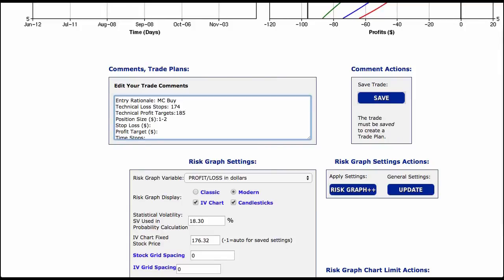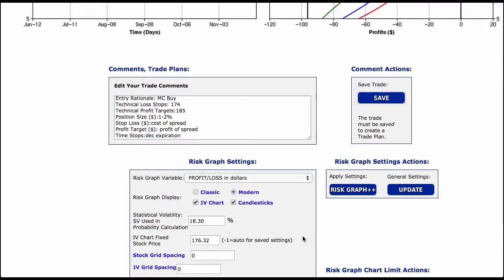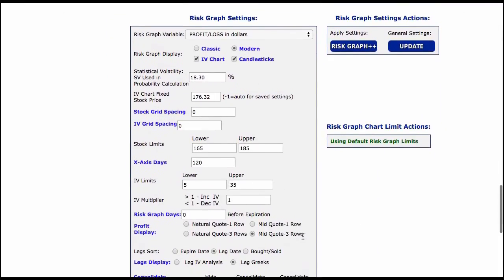All right. Look at 1 to 2% as far as a position size. The stop loss is obviously the cost of the spread, in this case, and the profit target would be the profit of the spread, the most that I could actually get. And then time stops are going to be December expiration. This is an example of putting together a trade plan. All right. Everything else that you're going to see here are settings.